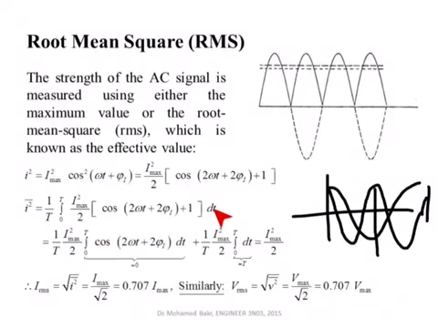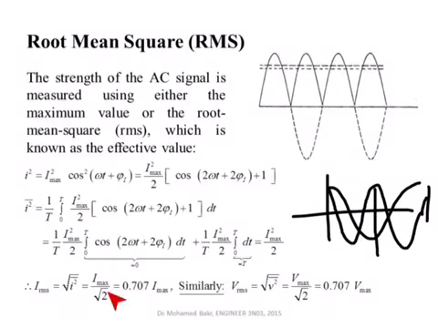When I integrate 1 dt, I get T, put the upper limit, which is the periodic time, and then divide by periodic time, they cancel out. So you end up that the average of the square of the sinusoidal signal is I max squared over 2. Now, if I take the square root of that, I get I max over square root 2.